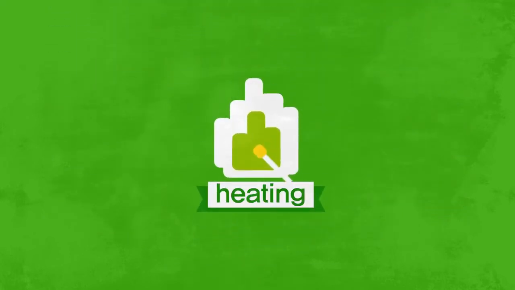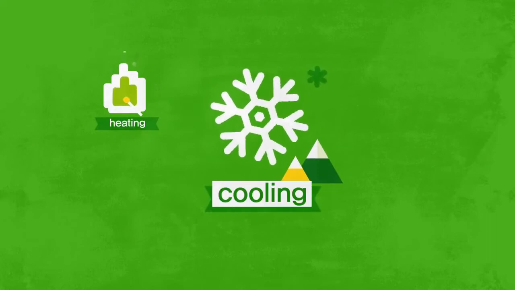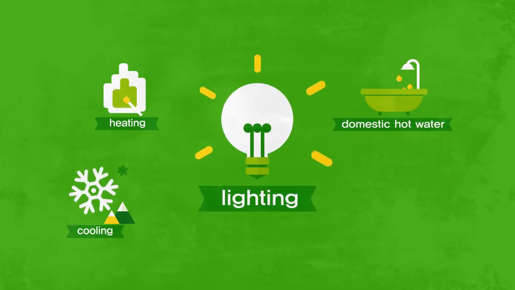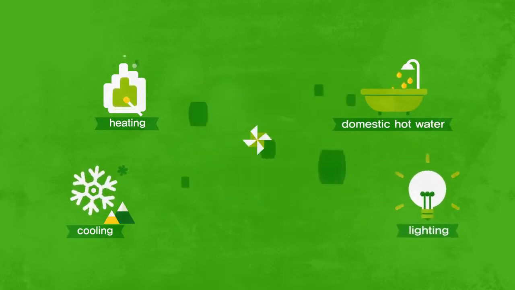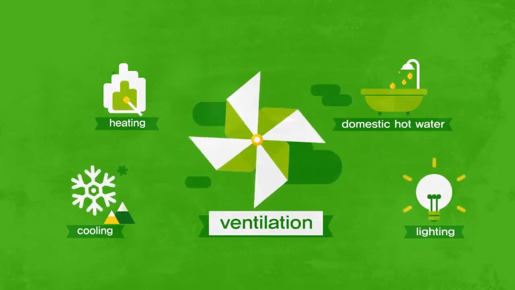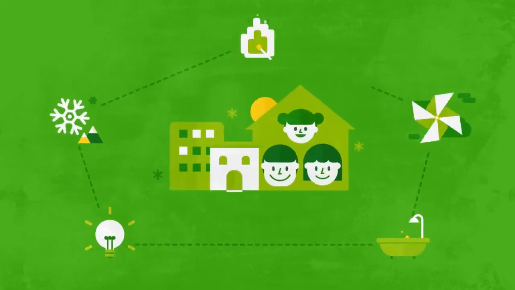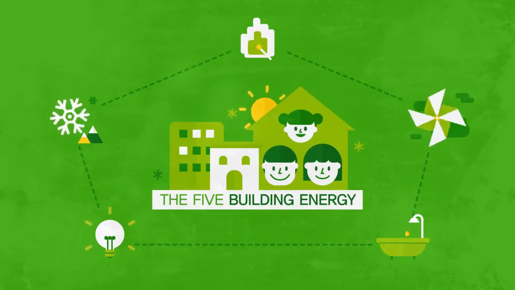At our homes, we use energy for heating during the winter, cooling during the summer, domestic usage of hot water, lighting, and ventilation to bring fresh air. We call these major parts of energy use in homes the 5 major energy consumptions.